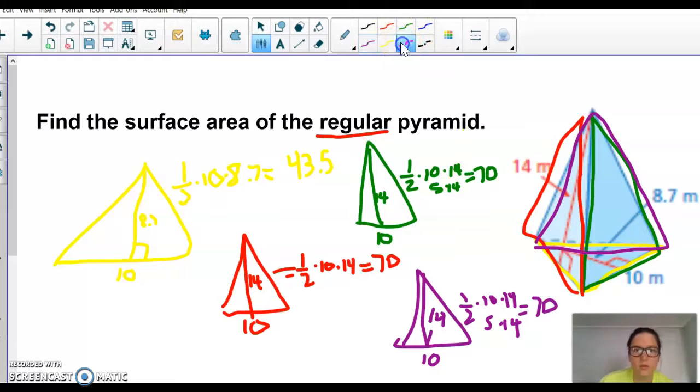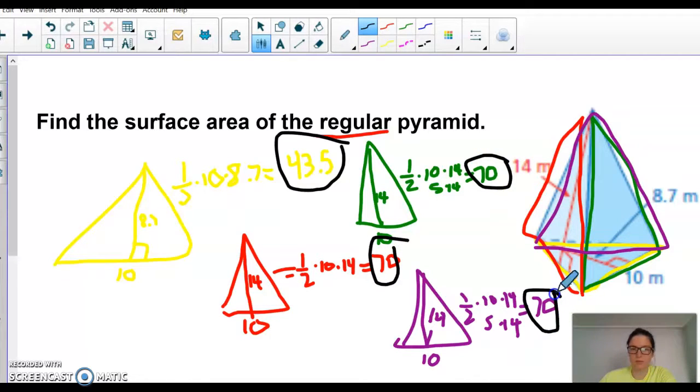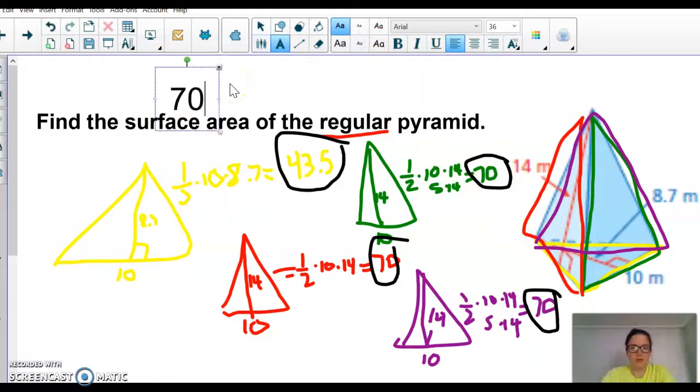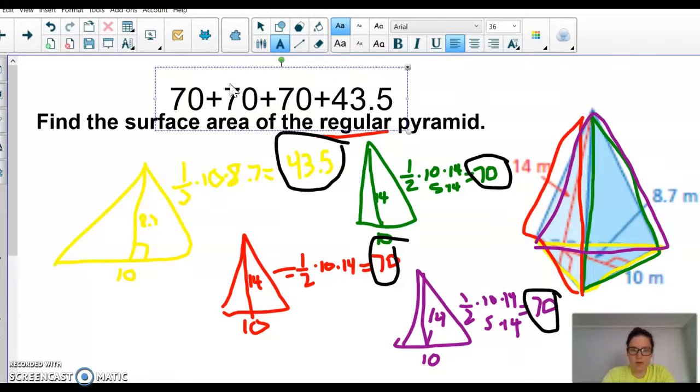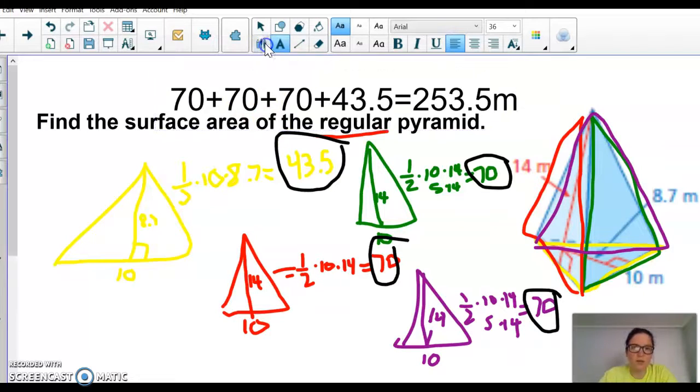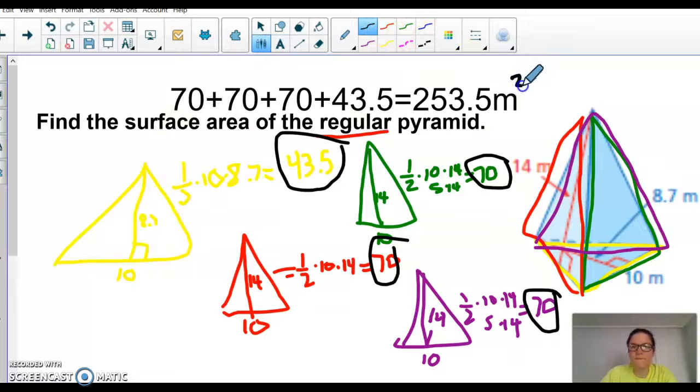And then all you want to do is take all of these surface areas that you found, and just add them up. So you're going to add 70 plus 70 plus 70 plus 43.5, which equals 210 plus 43.5, which is 253.5. So that's your area, so that's meters squared. So that's the surface area of the pyramid.